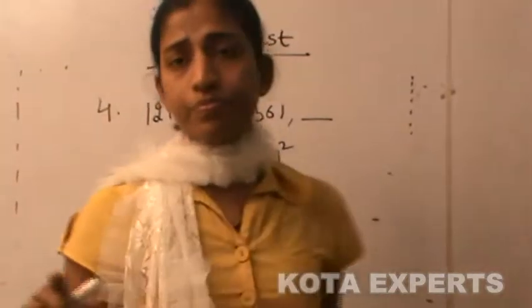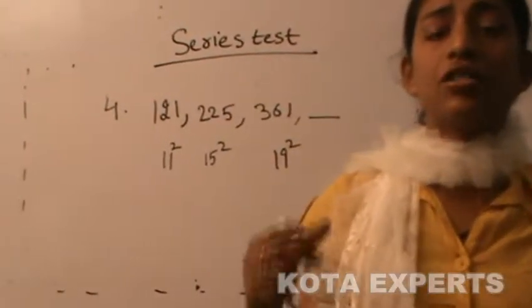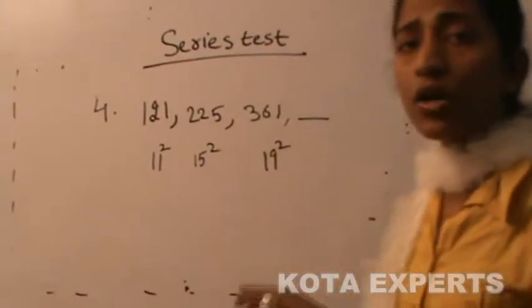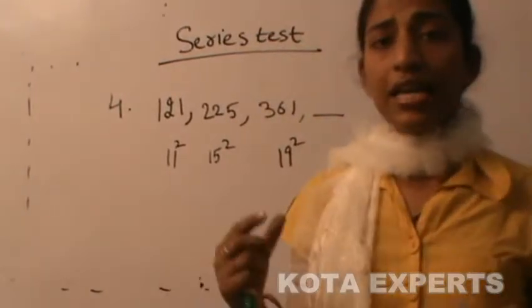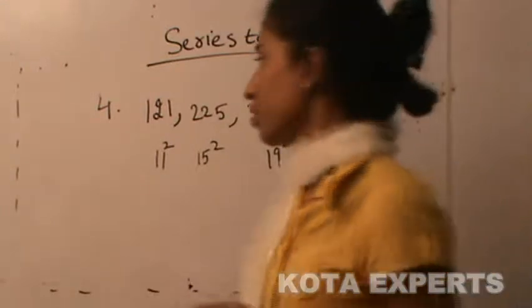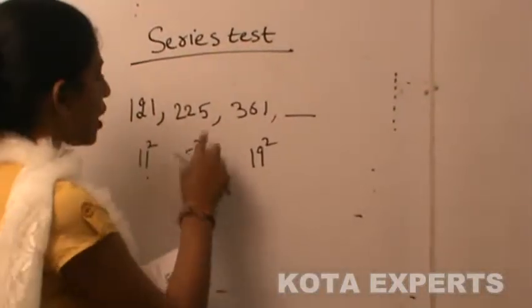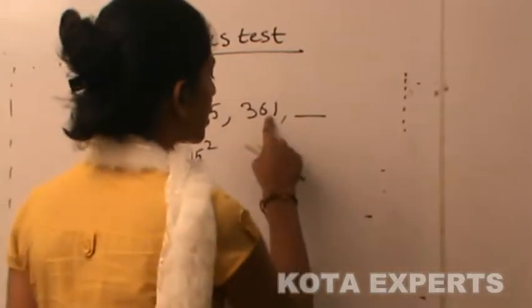You have to cram these squares on your fingers. Then you can solve these questions. In aptitude, you have to cram these squares' values. 11 square 121, 15 square 225, 19 square 361.